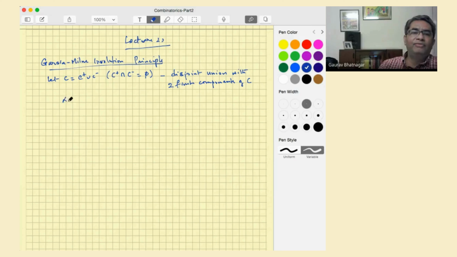So let alpha and beta be two involutions on C. So involutions mean that alpha square is equal to identity and beta square is equal to identity. This is what involution means.